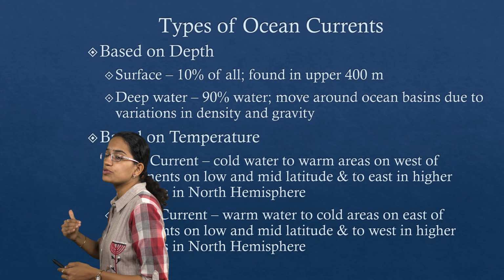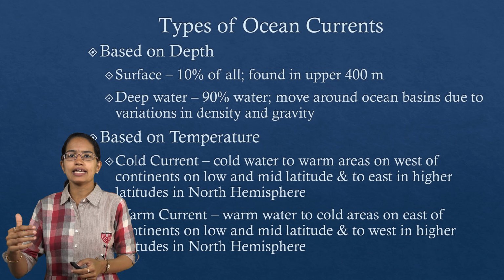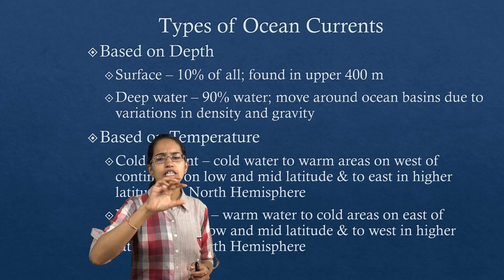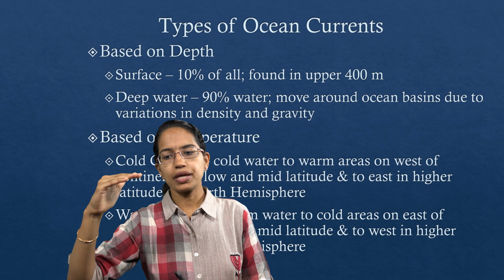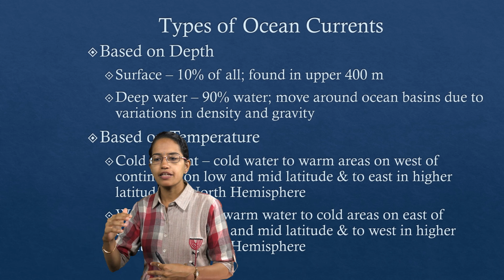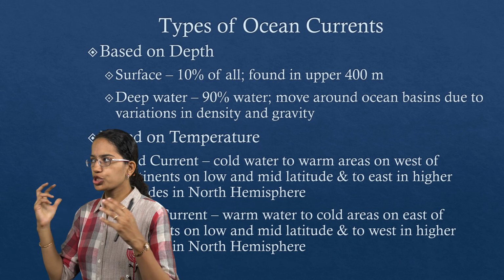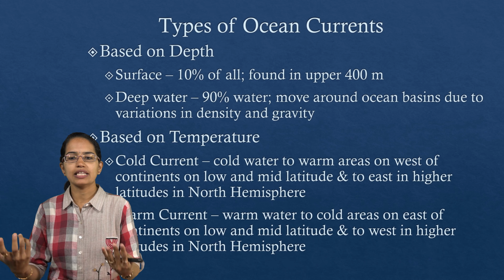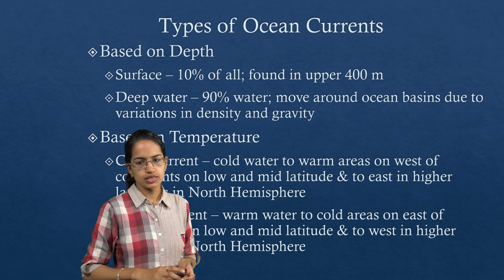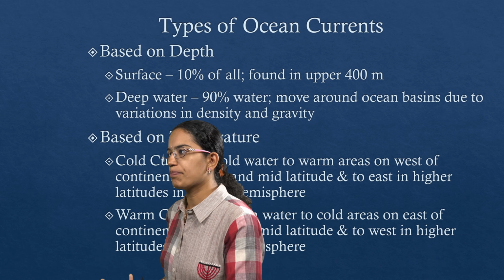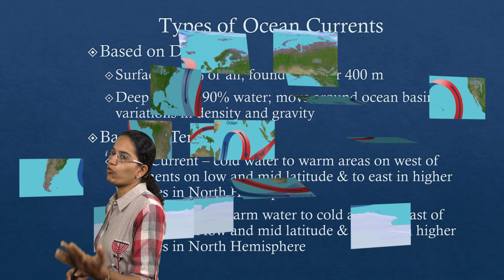Now, based on the types of ocean currents, I can say there can be surface currents, which are only 10%, and there can be deep water currents, which are 90%. Most of the ocean waters, based on gravity and density, are deep water currents. Based on temperature, there can be cold currents and warm currents.